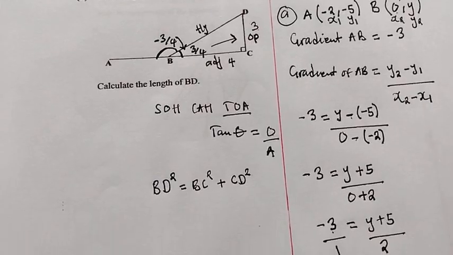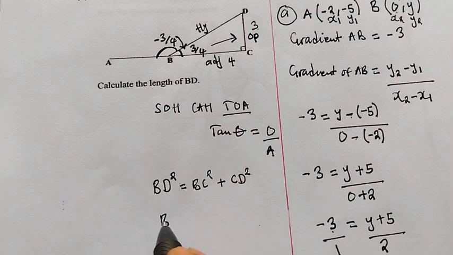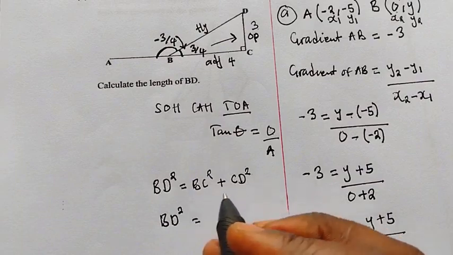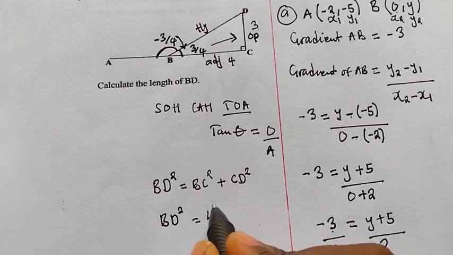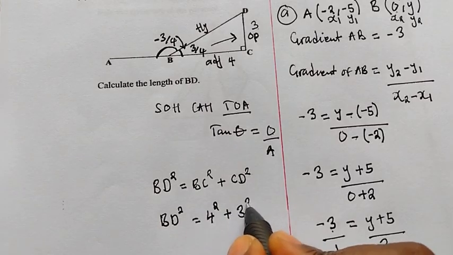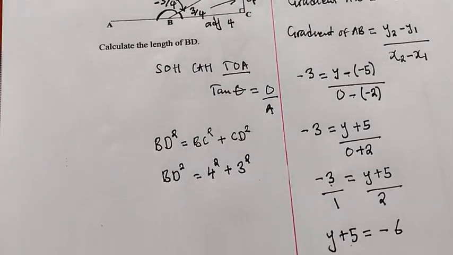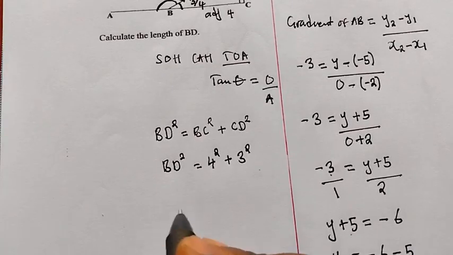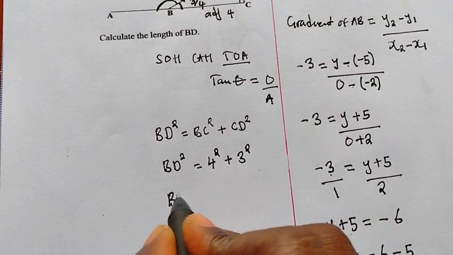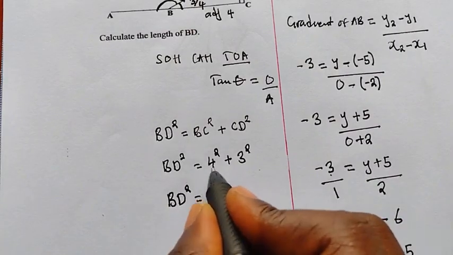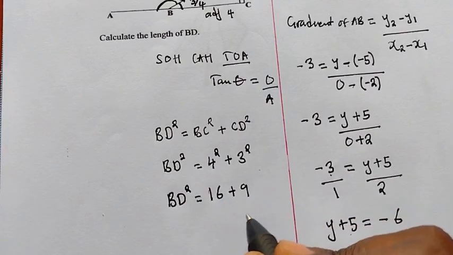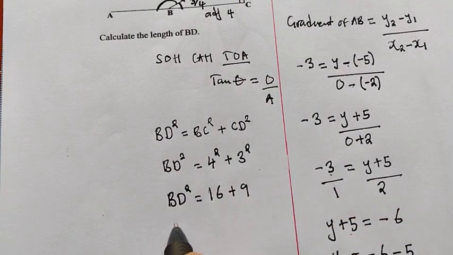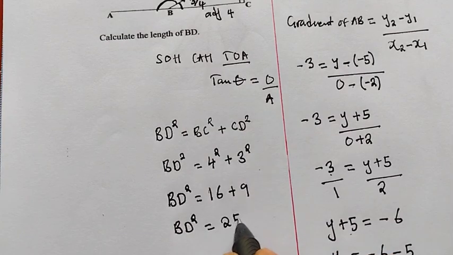Okay, so from here we can say BD squared is equal to, so BC is 4, so this will be 4 squared plus 3 squared. I hope you are following. So from here, BD squared is equal to 4 squared is 16, 4 times 4, plus 3 squared is 9, 3 times 3. So we are going to have BD squared is equal to 16 plus 9. This will give us 25.